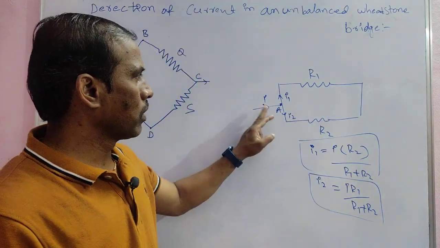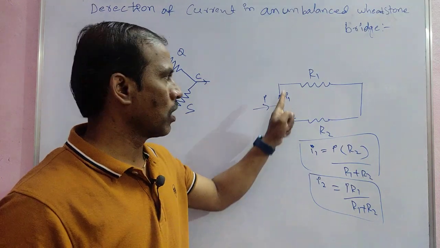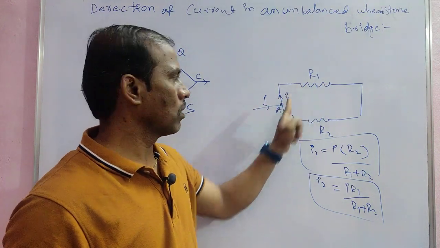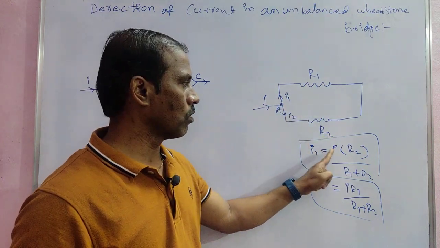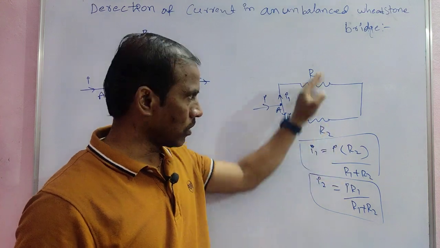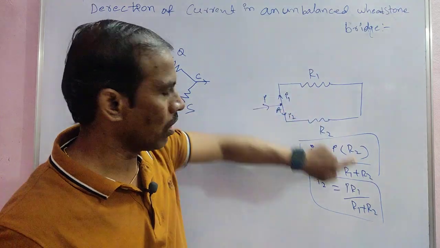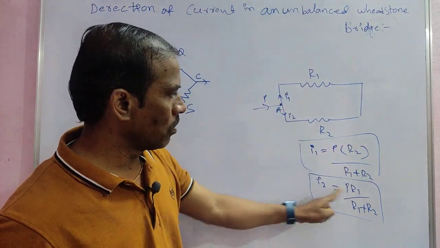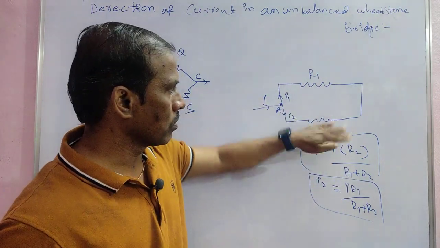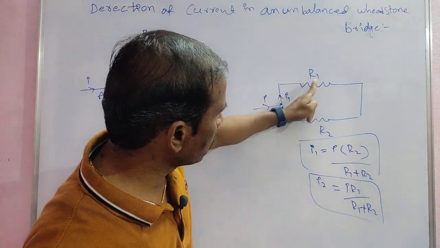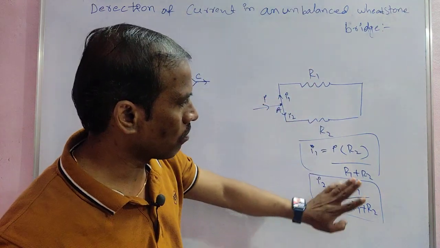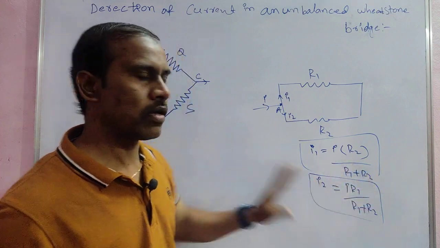Combination. The entering current I divides into two parts, I1 and I2. I1 passes through R1, I2 passes through R2. So I1 is equal to the total current into the opposite resistance, in this circuit the opposite resistance R2, by the total resistance R1 plus R2. Next, I2 is equal to the total current into the opposite resistance, which is R1, by the total resistance. Okay, this formula is used here.